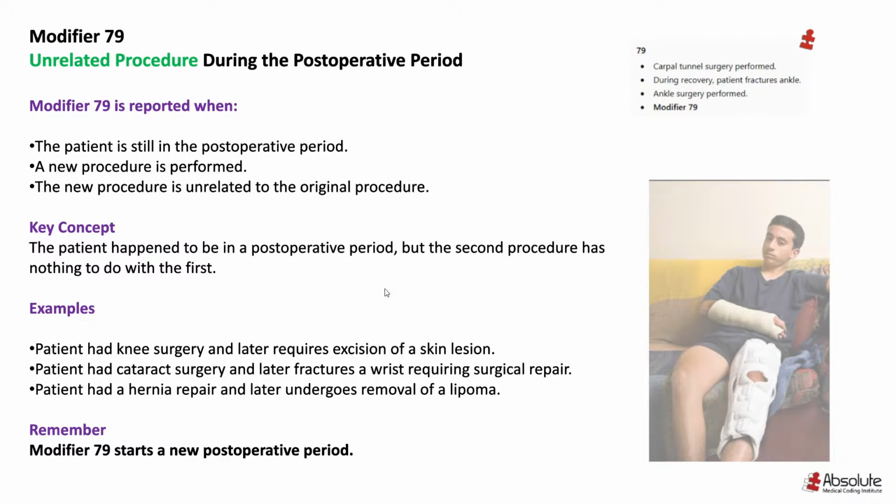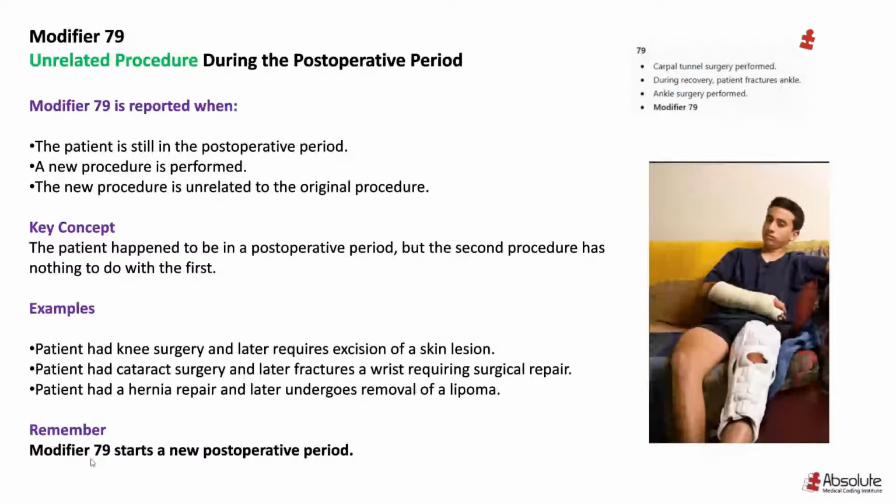And just so you know, modifier 79 starts a new postoperative period. That leg has one postoperative period, and then that arm, that one has another. All right, so someone had a question. What if it's not related to the procedure? Do I put 78? You put 79.